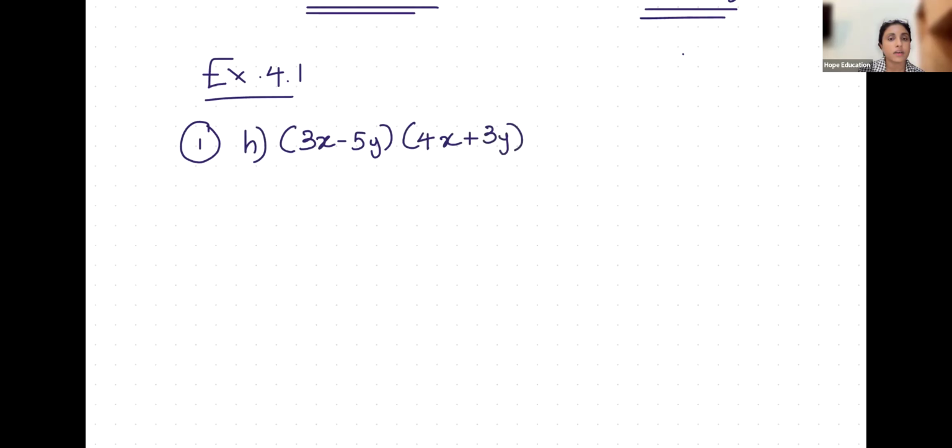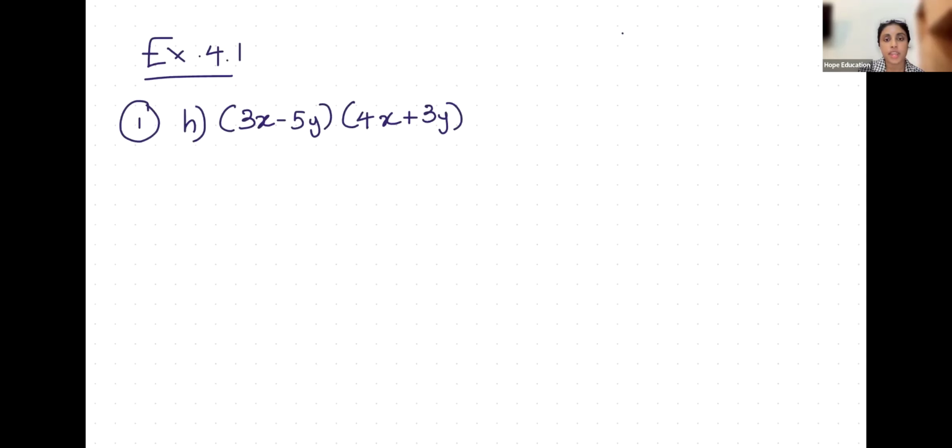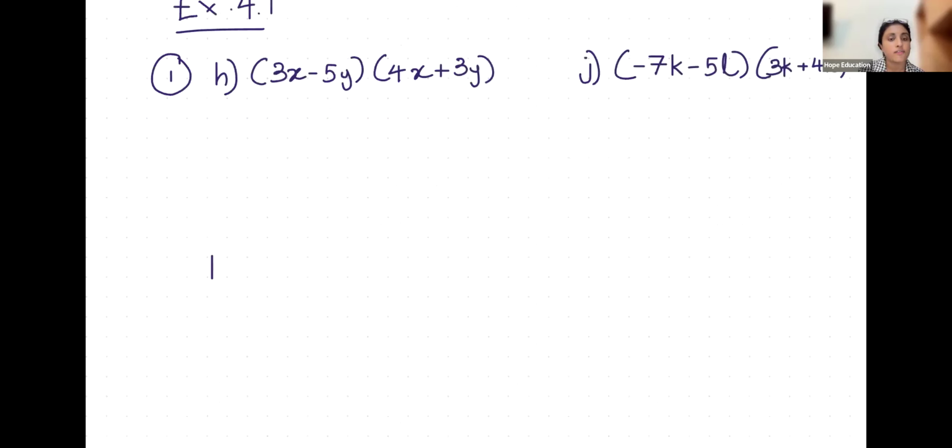Then try J. In J we have minus 7k minus 5l and 3k plus 4l. Then try K. In K we have 4m minus 3n and m minus 3n.